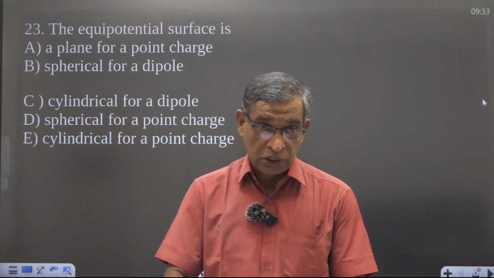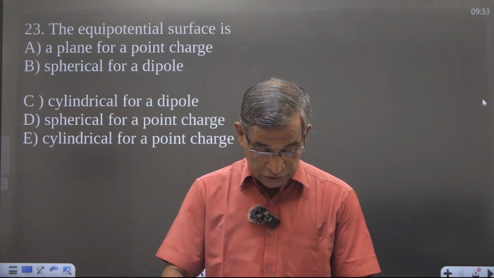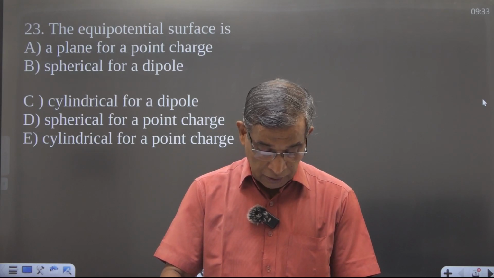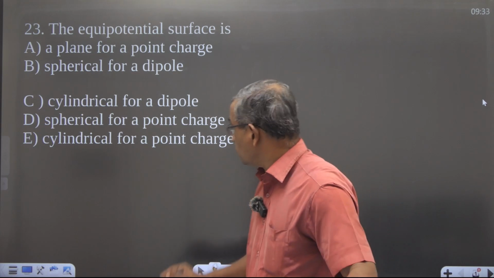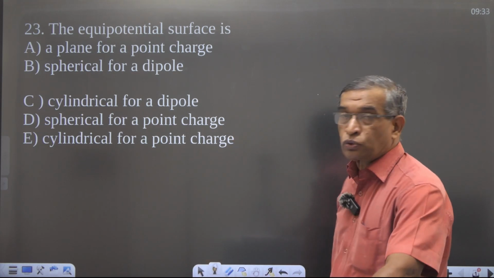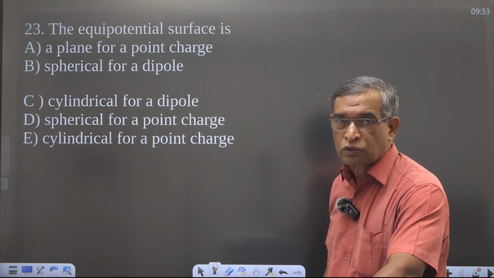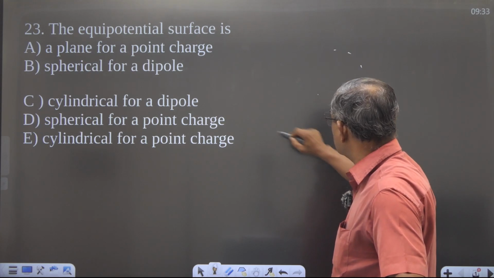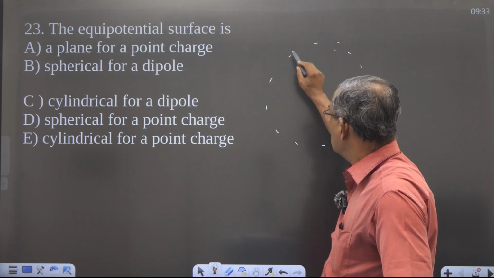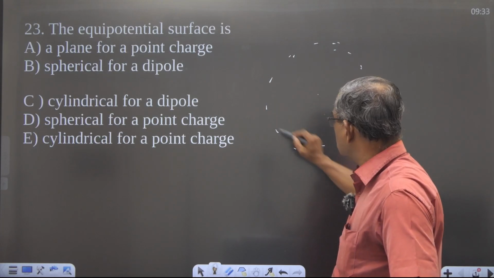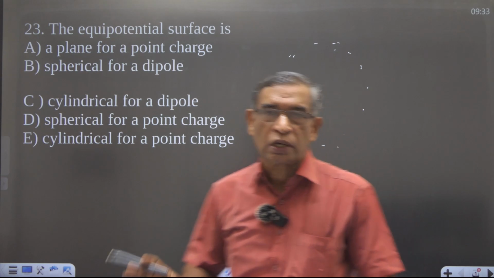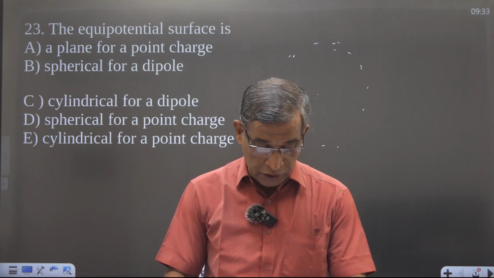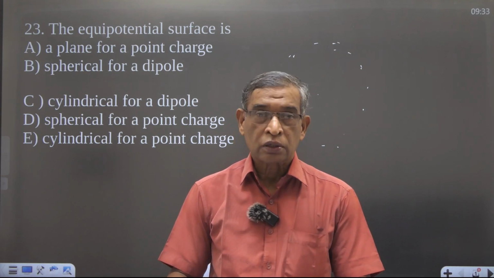Now here the question is not that. The question is about the shape of the equipotential surface for a point charge. If you consider a point charge, then the potential due to a point charge is given by 1 by 4 pi epsilon, q by r. Therefore, at a distance r, if we imagine a sphere of radius r, the potential at all the points on the surface of the sphere is the same. Therefore, in the case of a point charge, the equipotential surface is spherical.